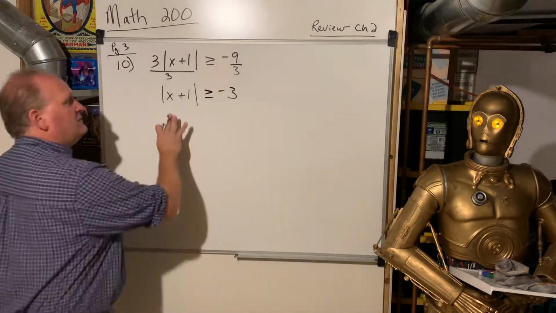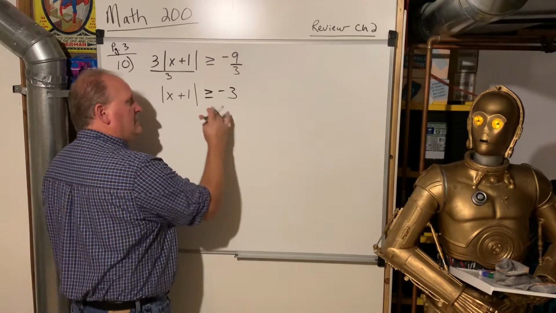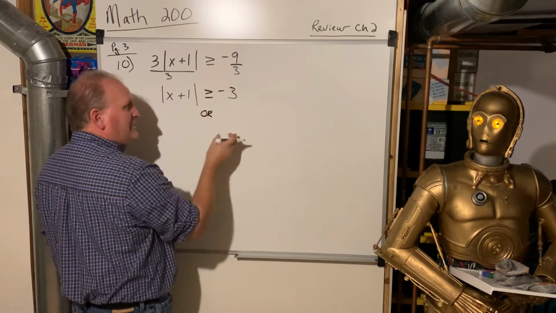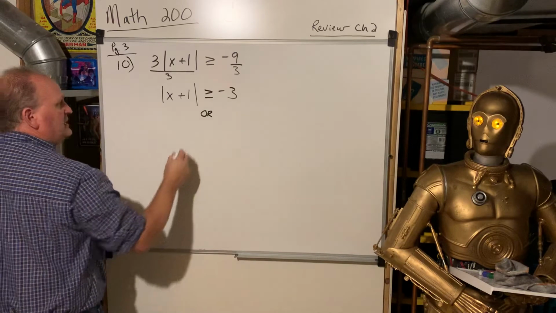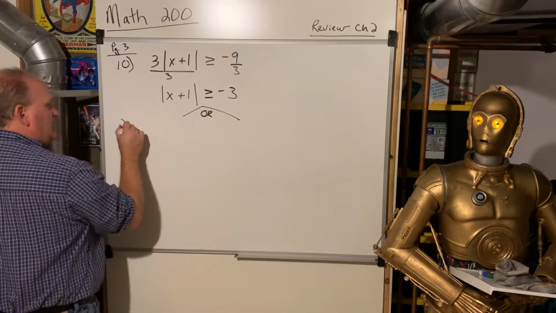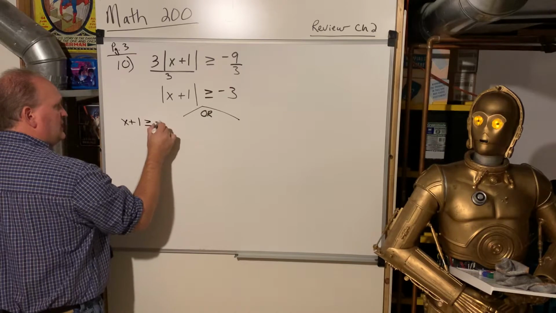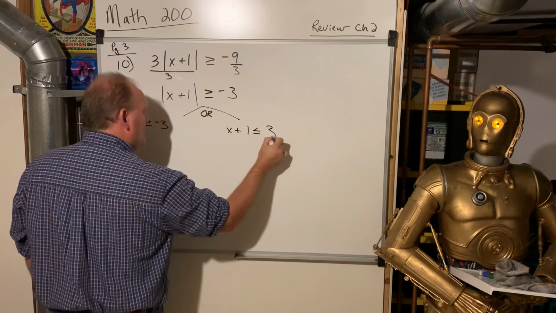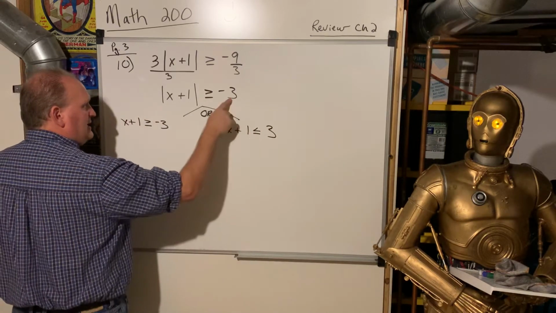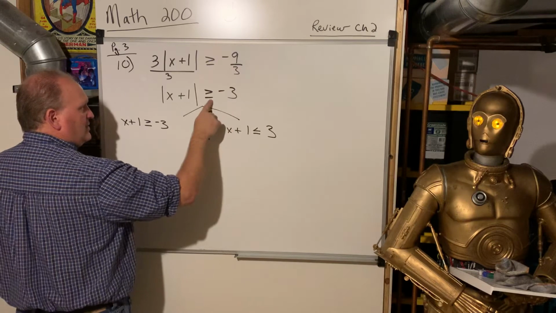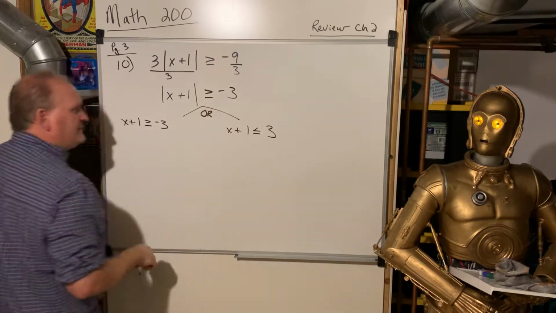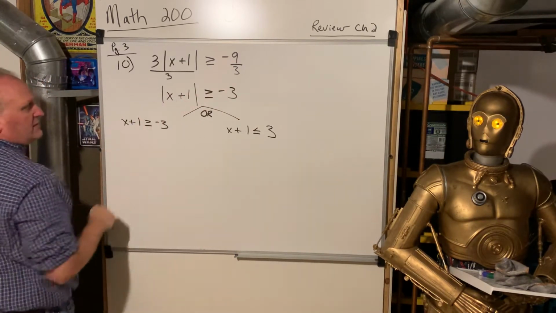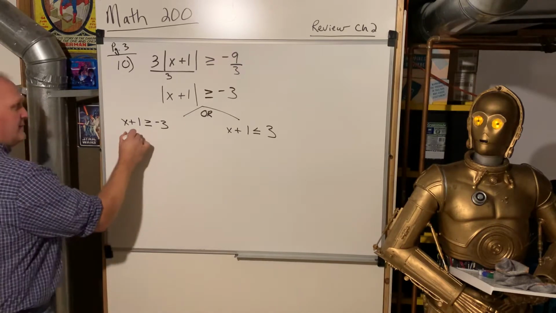Now, when we have an absolute value with a greater than sign, that's an or problem. If it's an absolute value with a less than sign, then that would be an and problem. So this is an or problem, which means we break it into two different problems. x plus 1 is greater than or equal to negative 3, or x plus 1 is less than or equal to positive 3. So you change the sign of the number, and the inequality sign reverses on the second write-up. On the first write-up, you write it exactly as it is, with no changes other than no absolute value. All right, now we solve it.